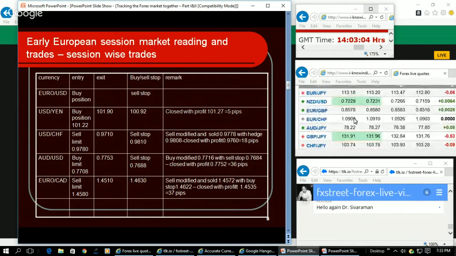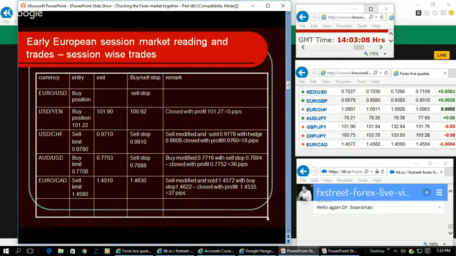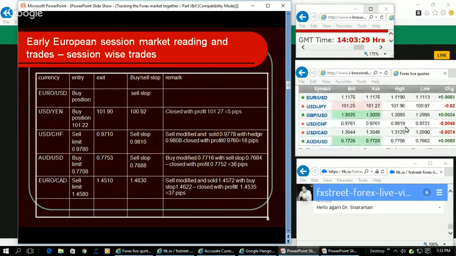Then subsequently, in the case of EuroCAD, they have come to 45.80 again. It dropped to 45.34, and I booked the profit at 45.35 with 37 pips profit. Then they again raised it, and again we can take a sell position because they are just trying to make wide range swings from the low to the middle level in all currencies.